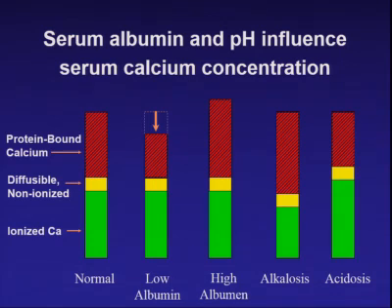The reverse goes for alkalosis. In alkalosis, you lack protons, which means there will be increased binding of calcium to albumin because there's no other competition with protons. And therefore, your bound fraction will be higher, and these patients will be clinically hypocalcemic because their ionized fraction will be low.